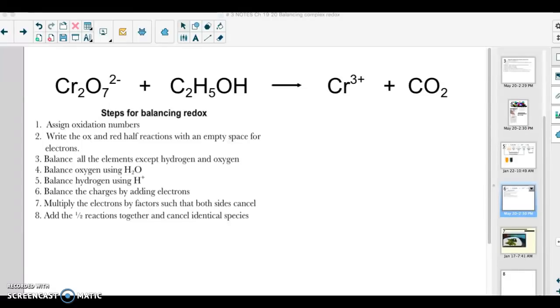Okay guys, it's me again, and I'm gonna do another complex. This one's a little more complicated than the previous problem, balancing a more complicated redox reaction. So in this, we're still gonna follow those same steps. So the first thing you'd want to do is assign oxidation numbers.